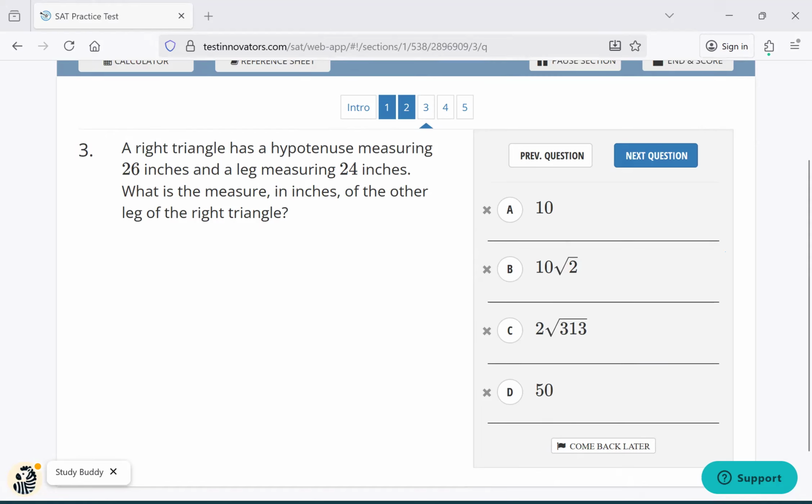So just draw some kind of right triangle, right? And just make sure one of our measurements is the hypotenuse, which is 26, and one of the legs is 24. You could put 24 here or you could put it here. It really doesn't matter, because what we're going to use to find this other leg is the Pythagorean theorem, because it is a right triangle.